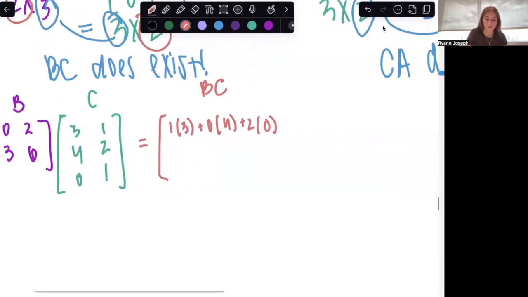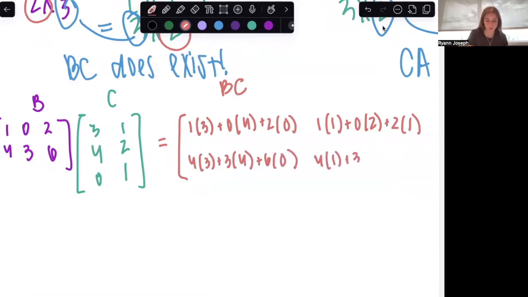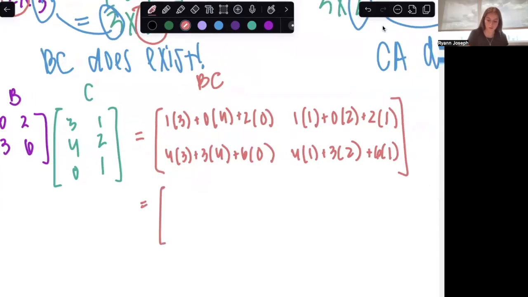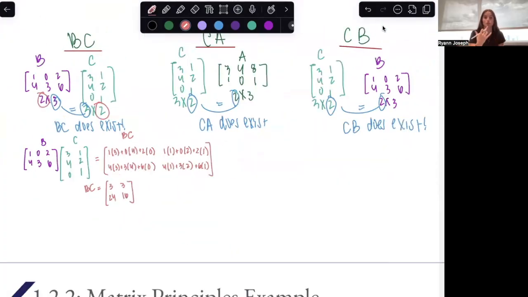So first row, first column. Now we've got first row times second column. Now we're going to do second row times first column. Now second row times second column. So 4 plus 3, 2 plus 6, 1. Doing it all together. 3, 3, 12 plus 12, 24, and then 4 plus 6 is 10 plus 6 is 16. So that's my BC. Same idea, same size input matrices, same size result.